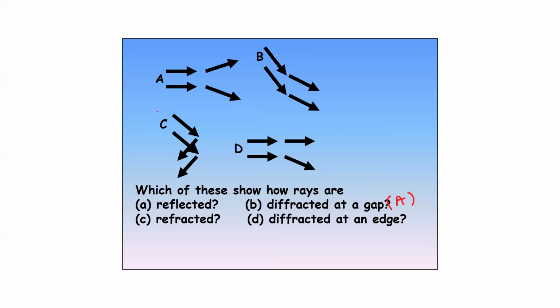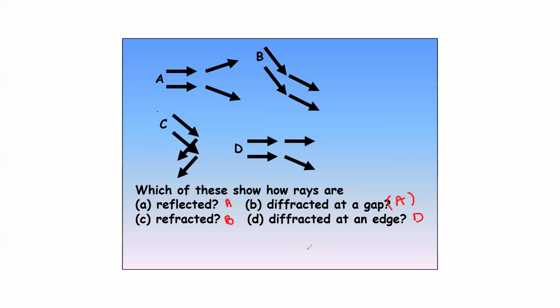What is B representing? B is representing the refracted. What is C representing? C is reflected. And the last one, diffracted at the edge. So D is representing the diffraction at the edge.